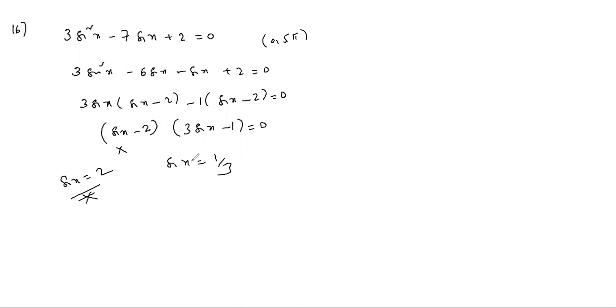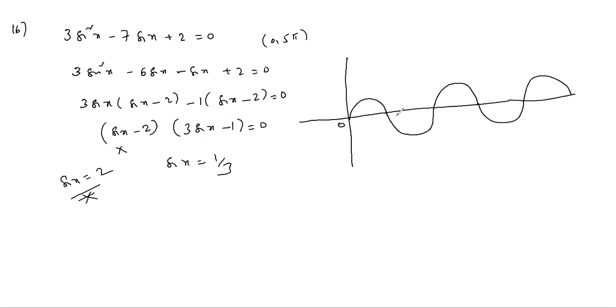But 1 by 2 we don't know the exact value. So in this case you have to solve using the graph only. 0, pi, 2 pi, 3 pi, 4 pi, 5 pi. So this is the graph.